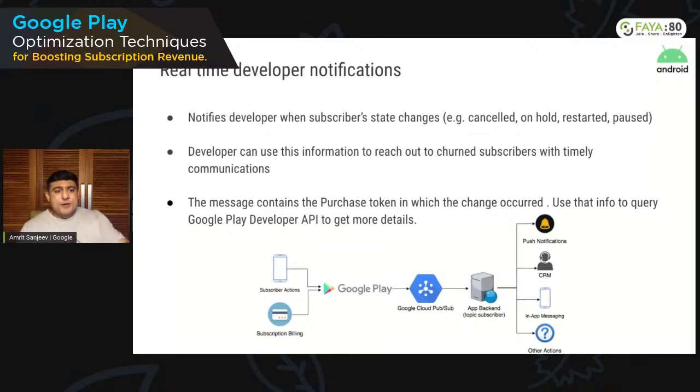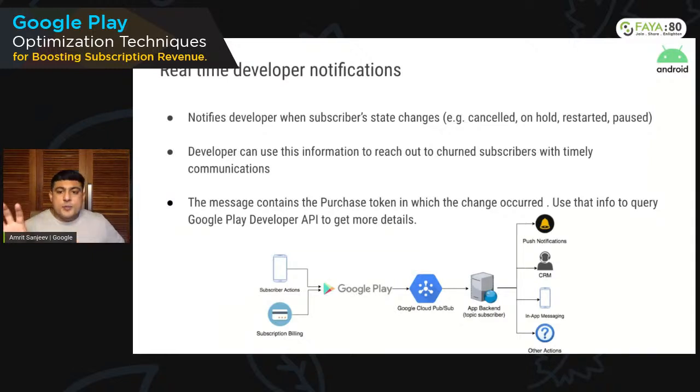Now, developers can use this information to understand who has churned and give timely communication so that things can actually work. The system only tells you the change of state. How you react to it and what modality you use depends on your business and what you have as a reactive model. Some people use a completely programmatic model for this.